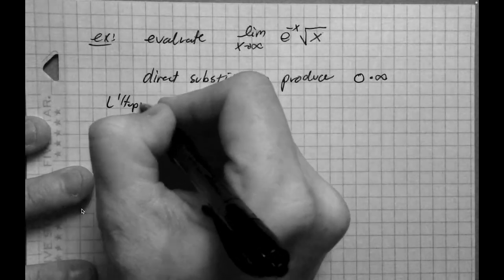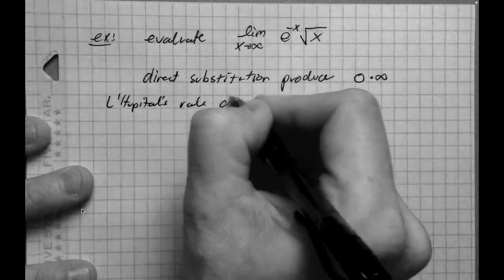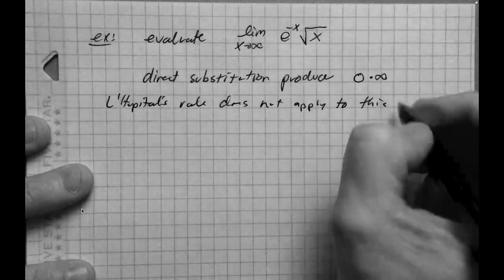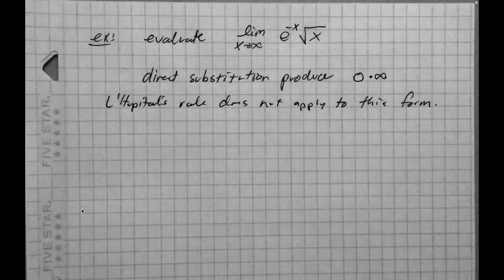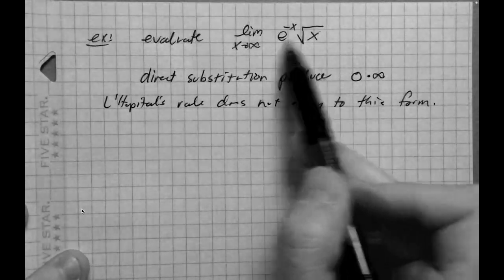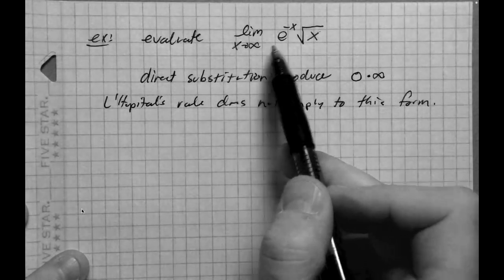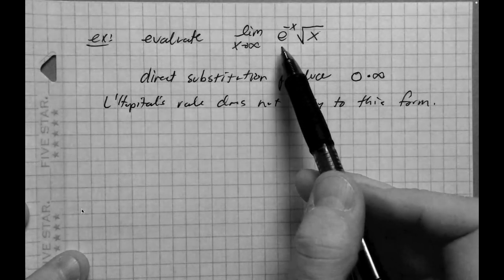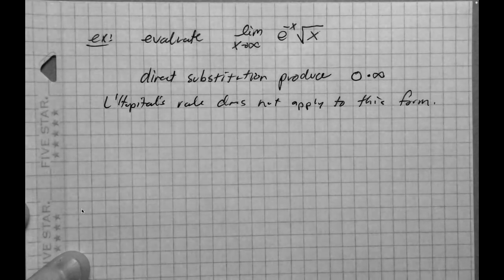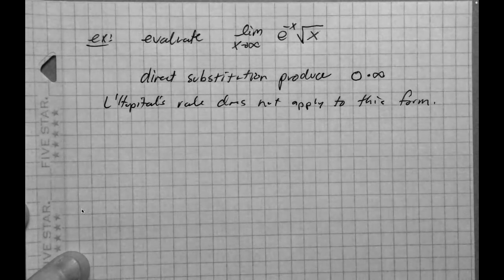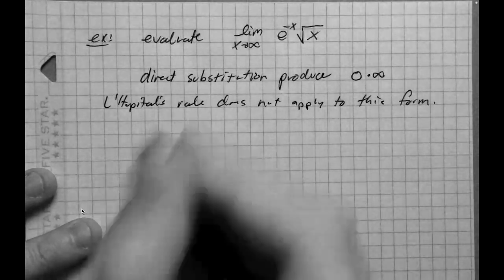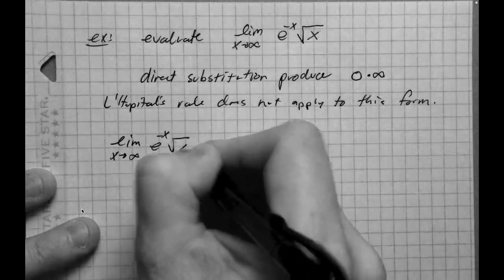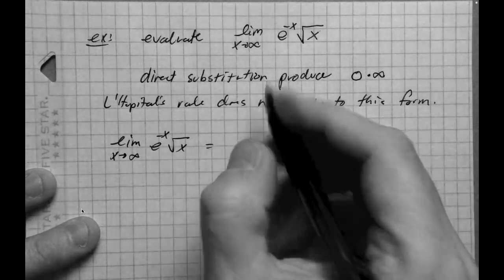So L'Hopital's rule does not apply to this form. But if you look at this for a second, you can probably see how we could maneuver this expression to make it look like something that L'Hopital's rule can address. In particular, we could rewrite this. Instead of e to the negative x times the square root of x, we could write square root of x over e to the x.